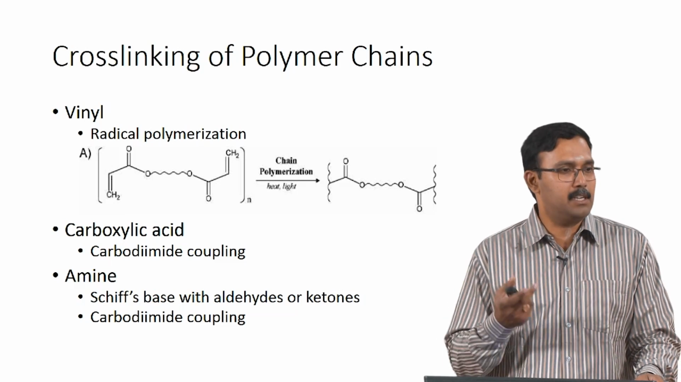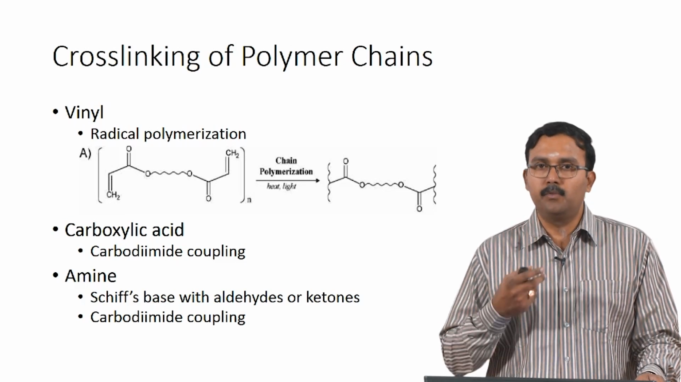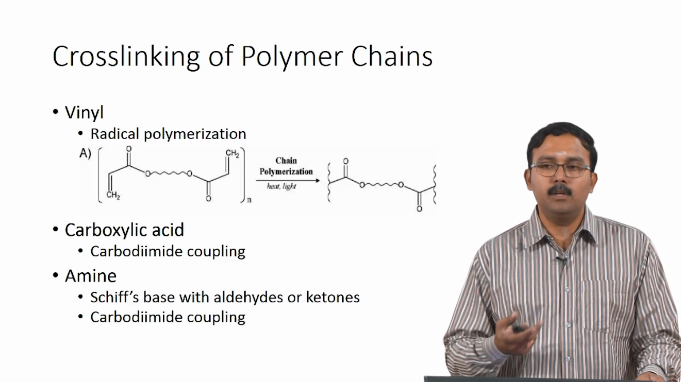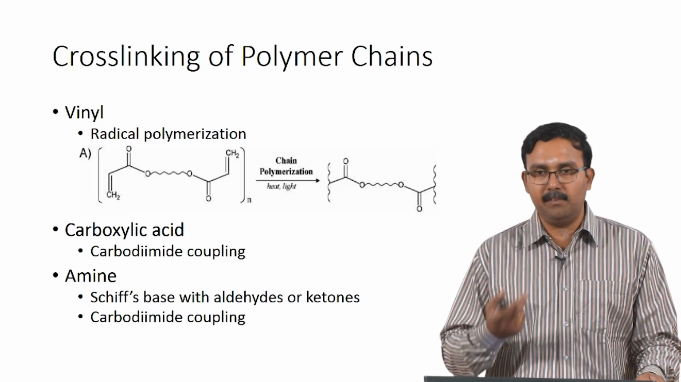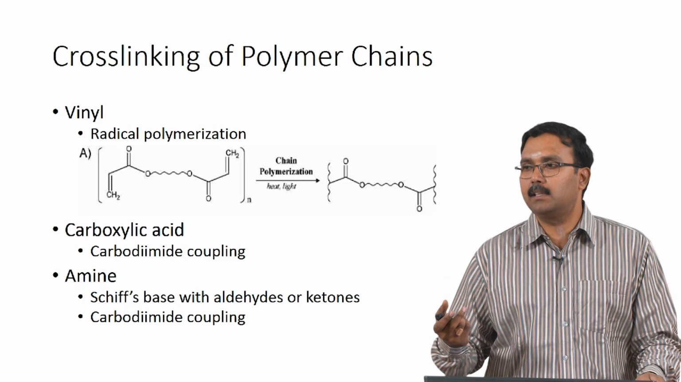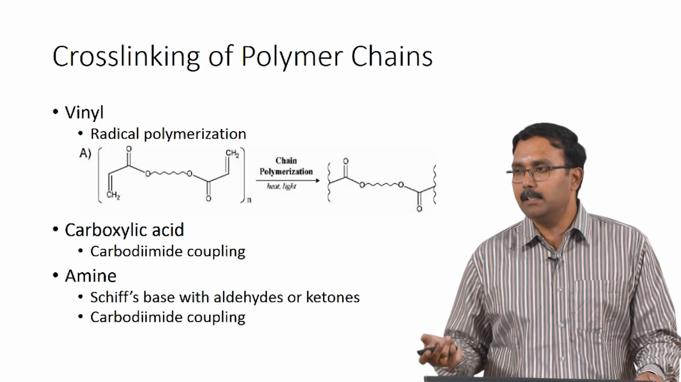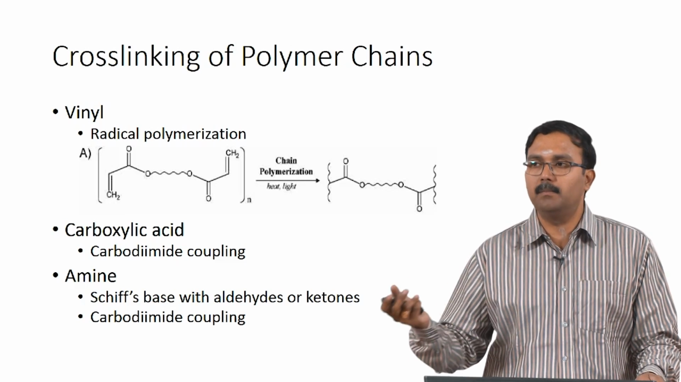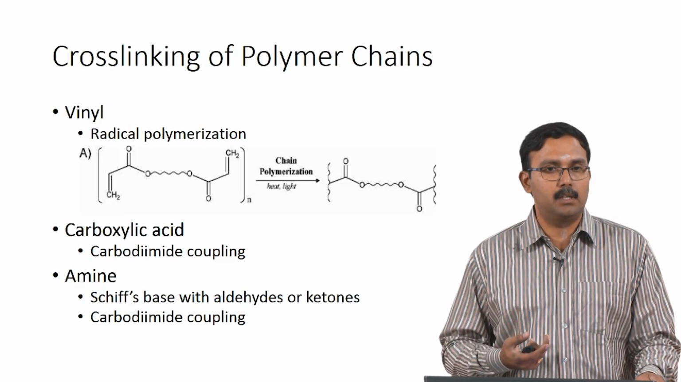Depending on the functional group you have, you would choose what kind of cross linking you can perform. Okay. If you have a vinyl group, then you can use radical polymerization. If you have carboxylic acid, then you can do something called carbodiimide coupling. Carbodiimide coupling is where the carboxylic acid group is activated using a carbodiimide, and this activated carboxyl group can then react with either alcohol groups like hydroxyl groups or with amine groups. With amine groups it will form amide bonds, and with hydroxyl groups it can form ester bonds. Once you have this activated carboxyl group, it is easier to cause reactions.